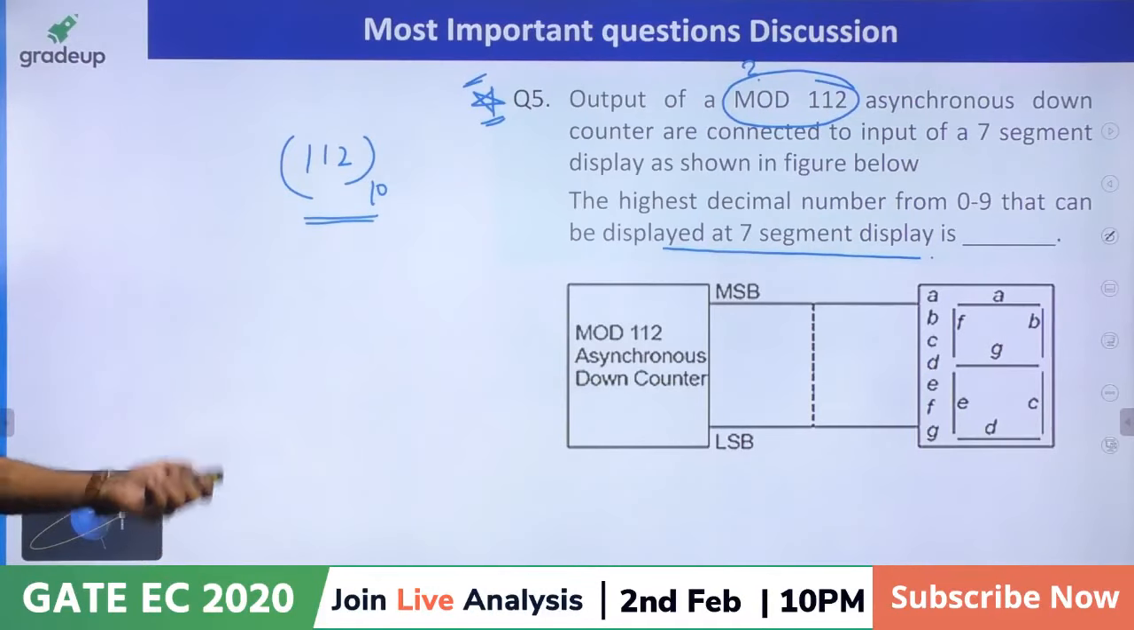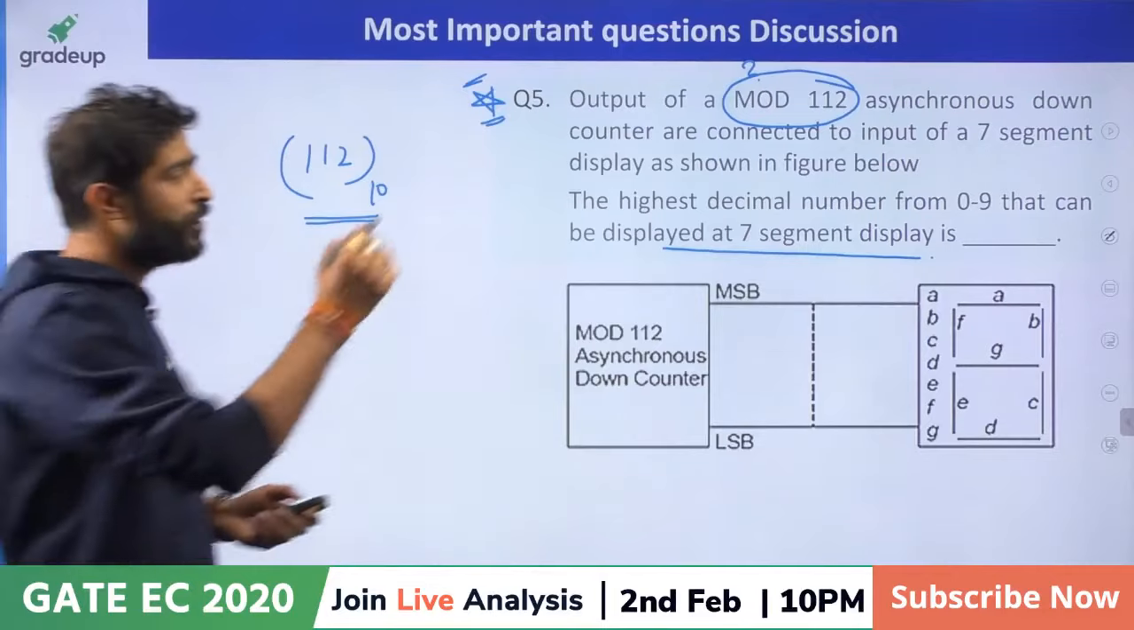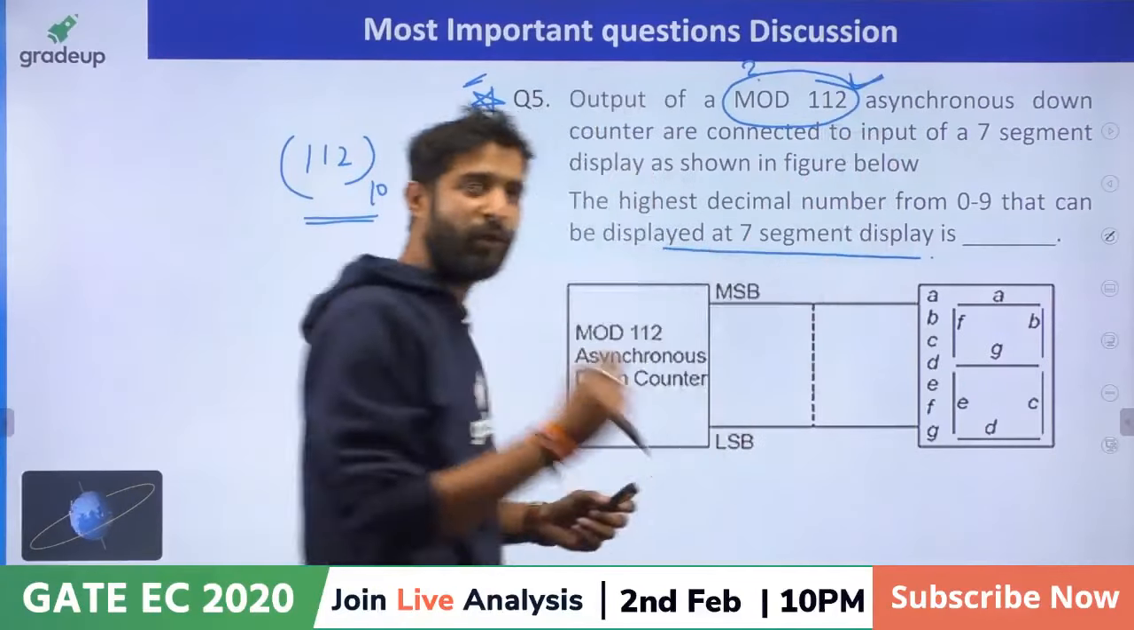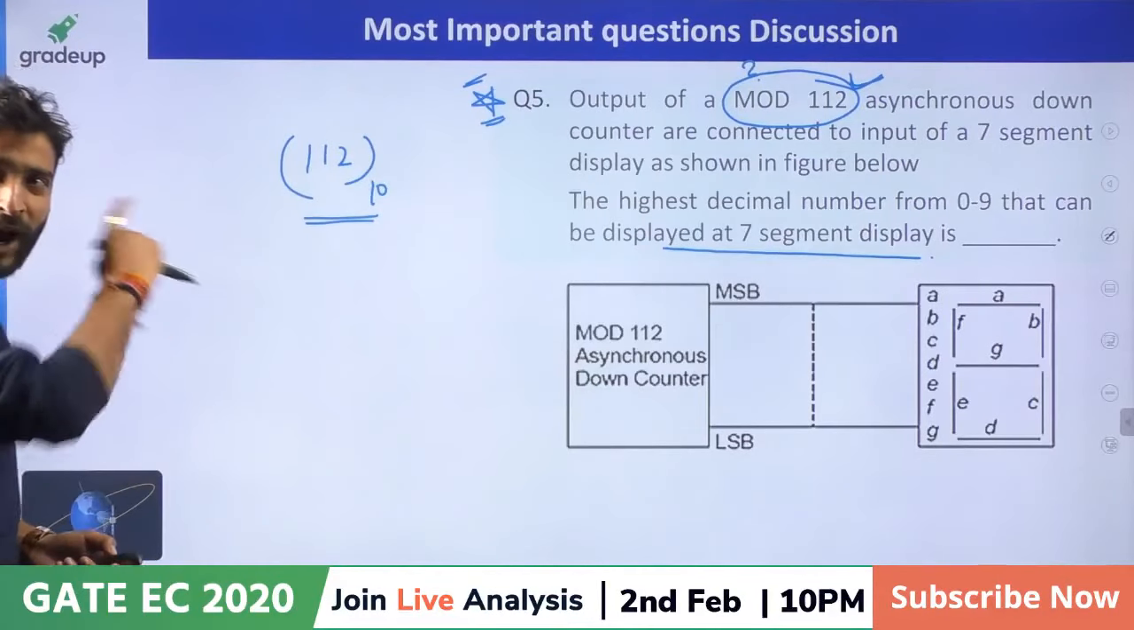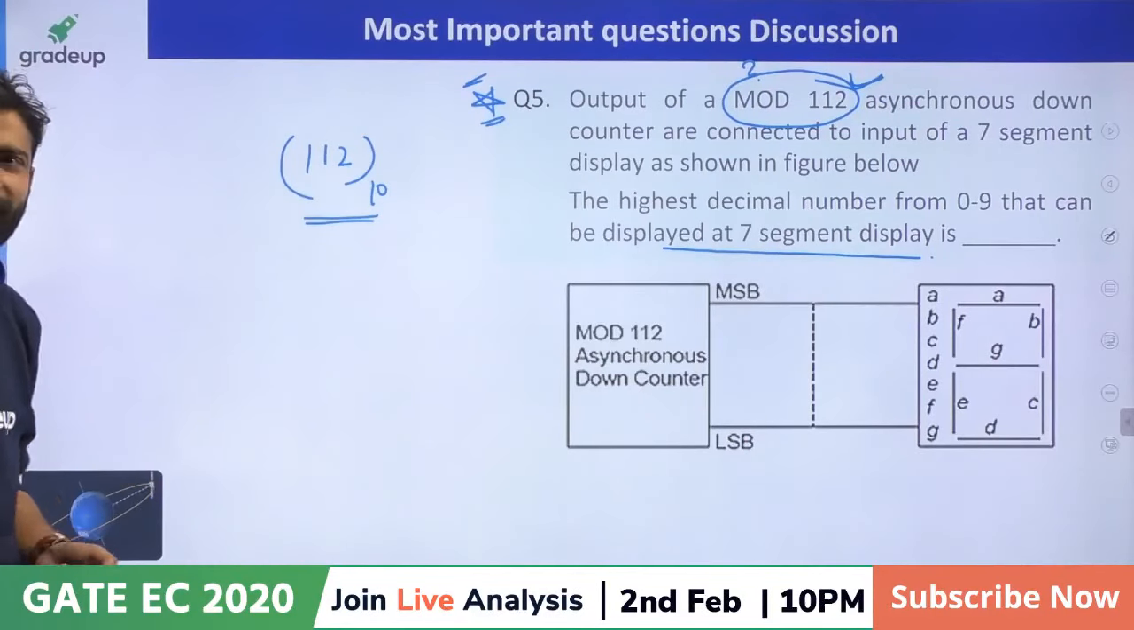If you want to solve this, just remember, what is the mode of the counter, 112? That is very interesting. Only one key point is associated with the question, that is 112. Washim, your answer is correct.